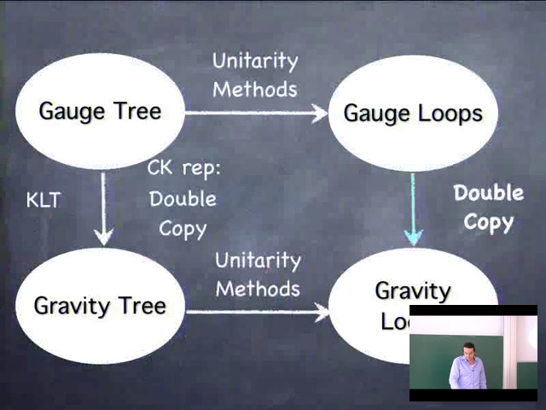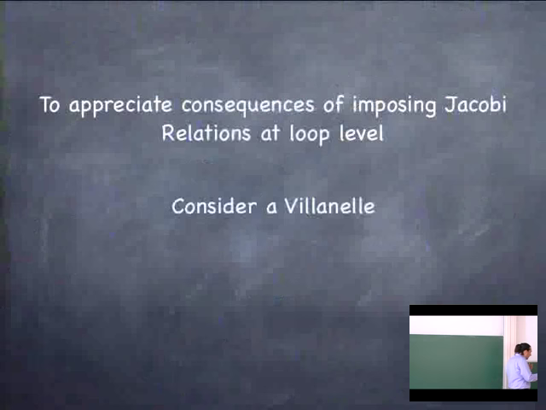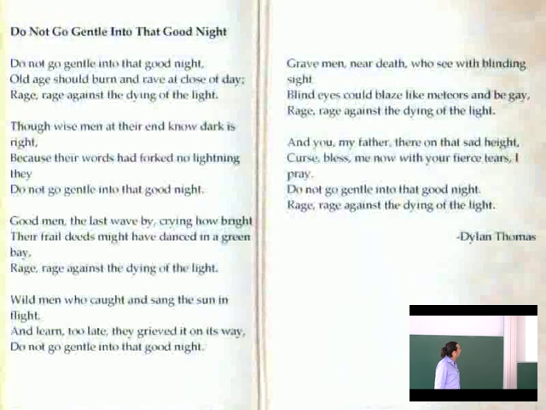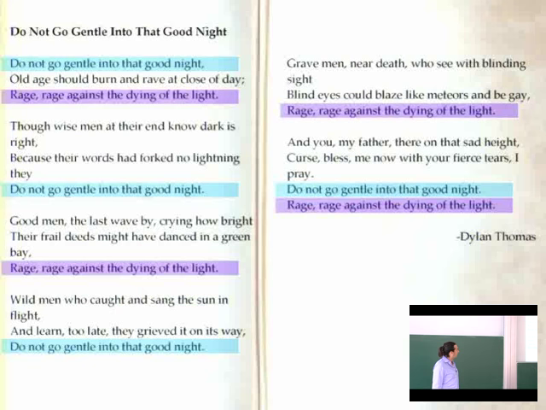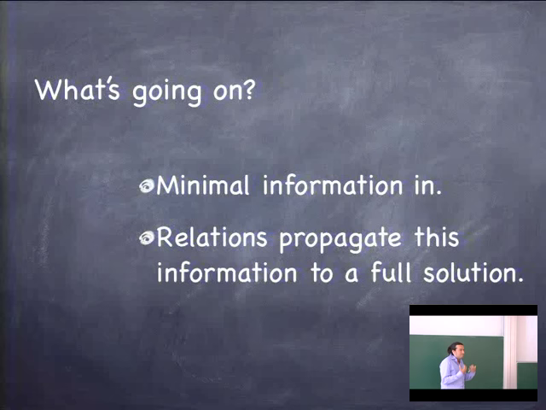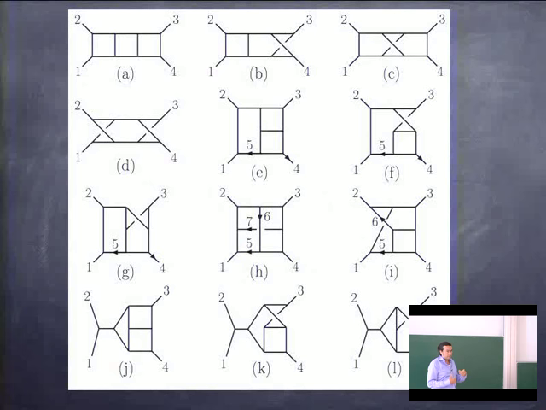And so to appreciate the concept, that sounds like fun, but is there any benefit for the gauge theory calculations? And it turns out there is, and one way to see that is to consider a villanelle, which is a very constrained poem. Okay, I'm not going to actually read the poem to you. I don't expect you to read it. But what I'd like you to notice is that for villanelles, all these lines are the same. And all these lines are the same. All these words rhyme. And all these words rhyme. So what's going on? You put a minimal amount of information in, and relations propagate this information to a full solution. Right? And this is exactly what happens with our gauge theory amplitudes when we can impose the Jacobi relations.